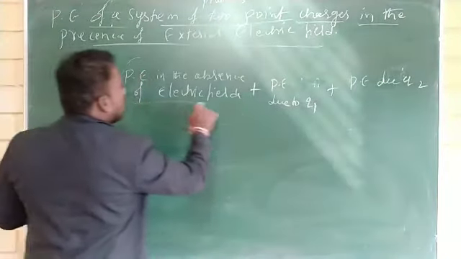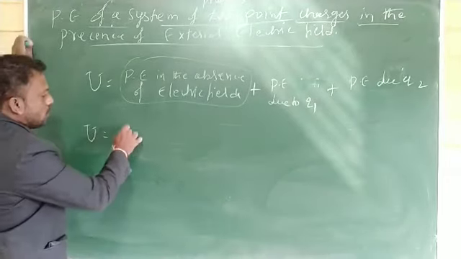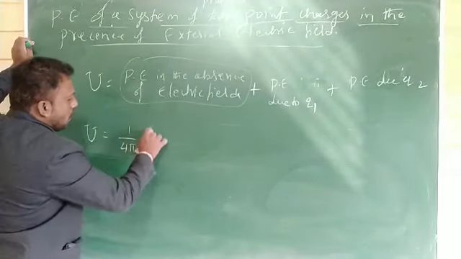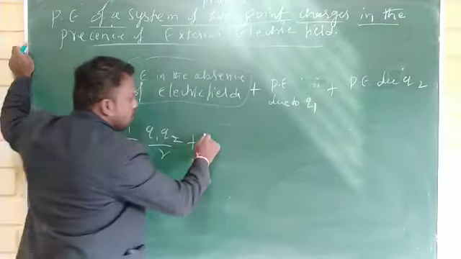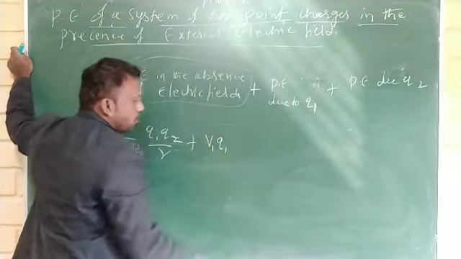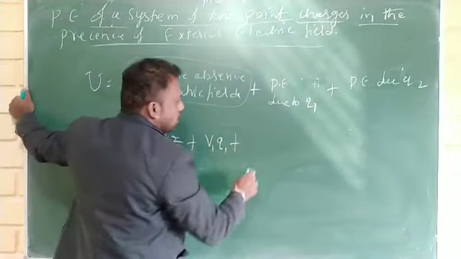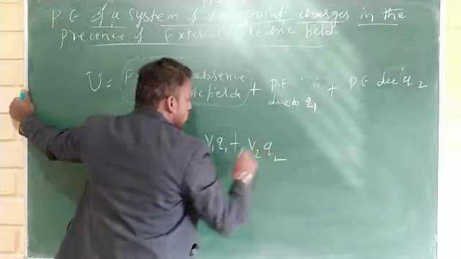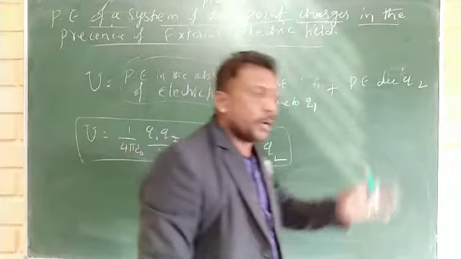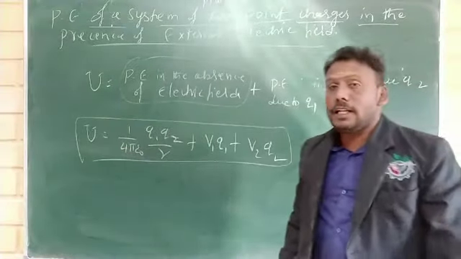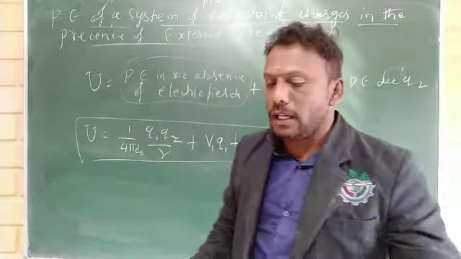We already know the potential energy in the absence of external electric field. U is equal to 1 divided by 4 pi epsilon naught Q1 Q2 divided by R plus potential energy due to Q1 charge, V1 into Q1, plus potential energy due to Q2 charge, V2 into Q2. This is the expression to calculate potential energy of a system of 2 point charges in the presence of external electric field. And it is a very important derivation for annual examination.